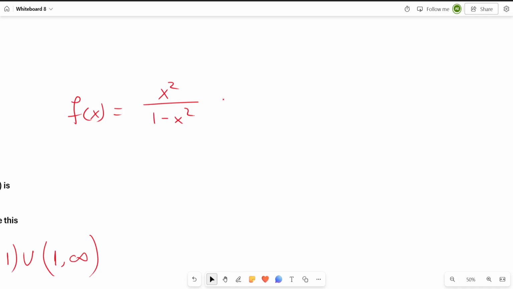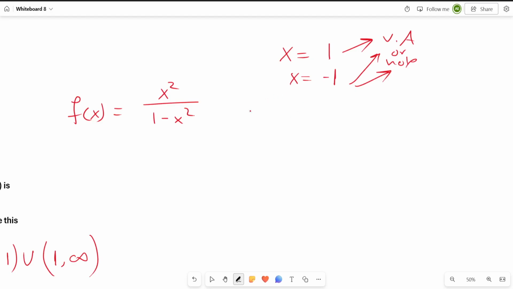So holes and vertical asymptotes are basically x's that make the whole function undefined. So again, what values of x are going to make this function undefined? We established that x equals 1 and x equals minus 1. So this value could be a vertical asymptote or a hole. And the same for this value.